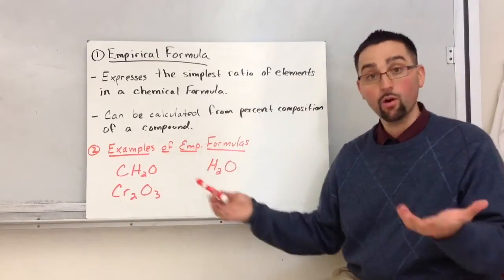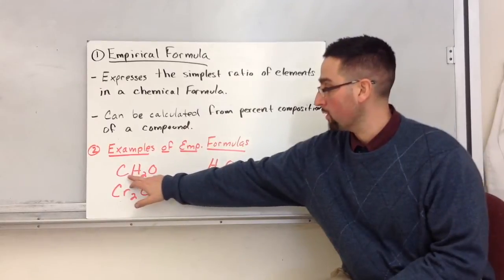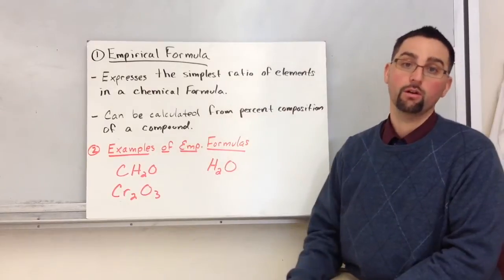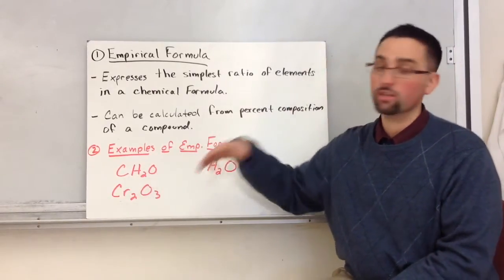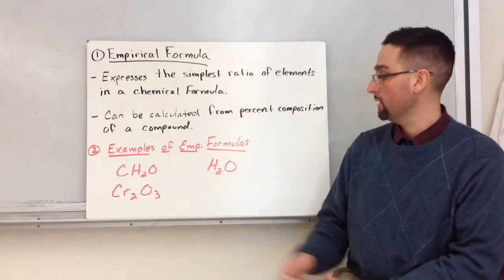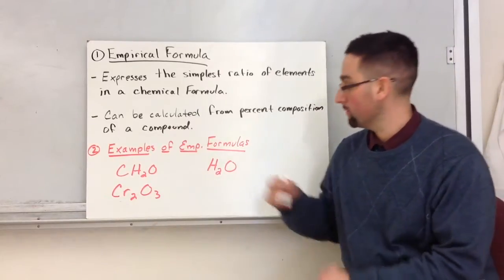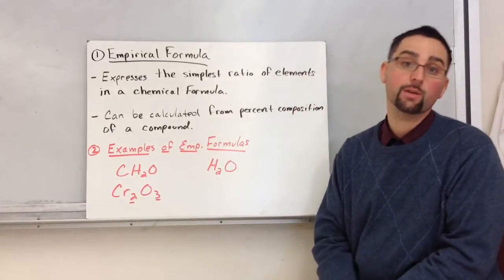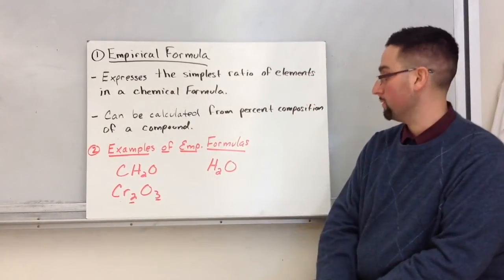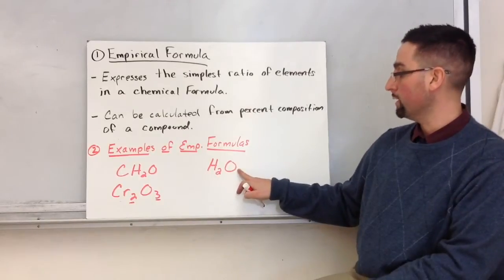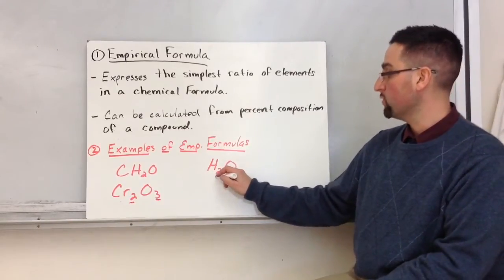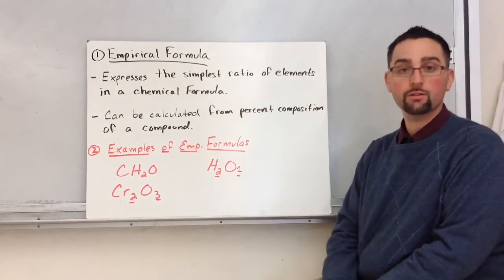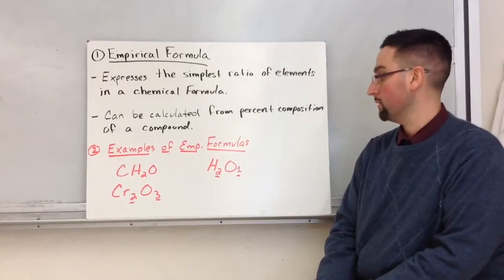Some examples of empirical formulas, right? CH2O. I know this is empirical because it's a 1 carbon to 2 hydrogen to 1 mole oxygen ratio. 2 to 1 is the lowest reduced terms. Okay? Cr2O3. Once again, the 2 and the 3 are as reduced as they can possibly be. So it's got to be empirical. H2O1. For every 2 moles of hydrogen reacts with 1 mole of oxygen, it's going to be empirical.